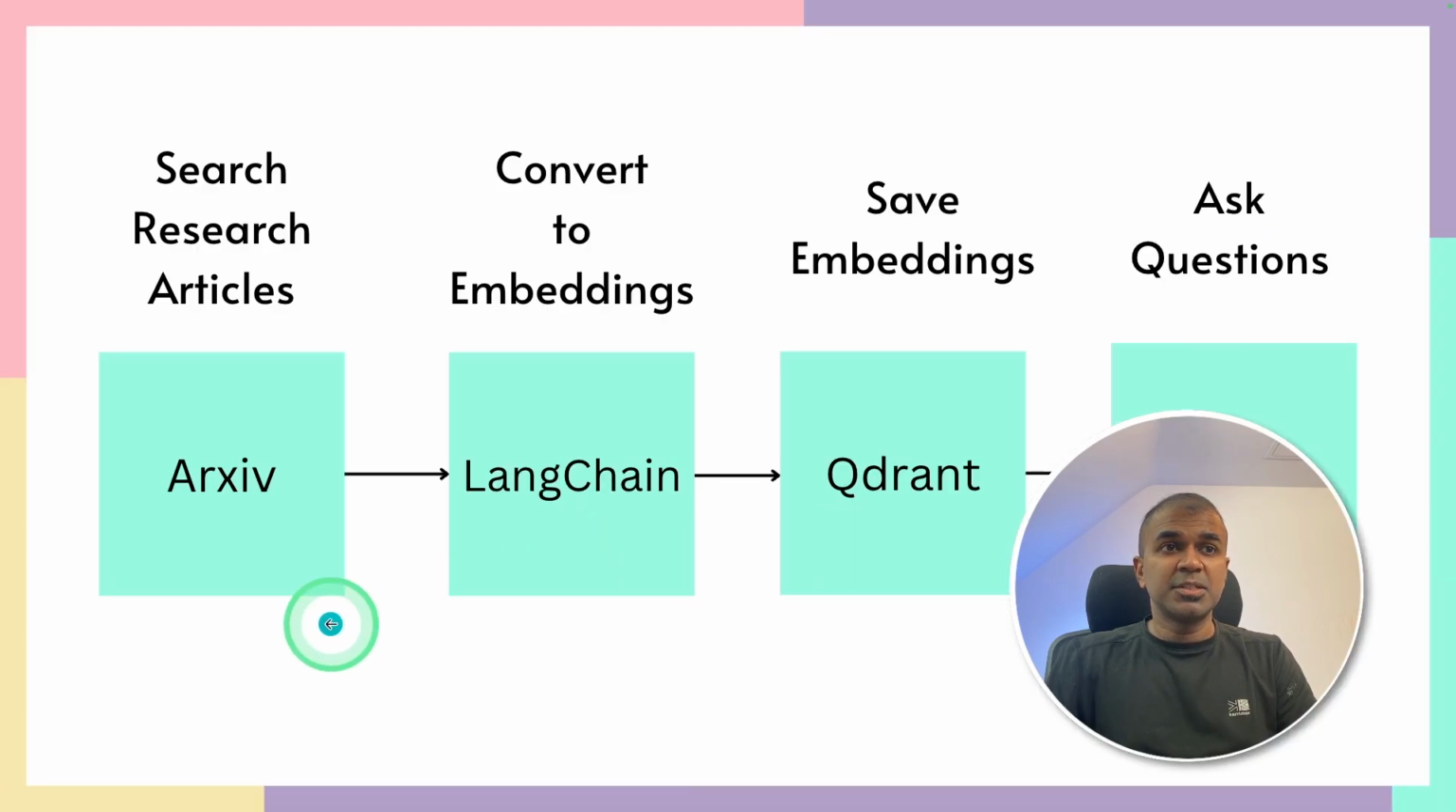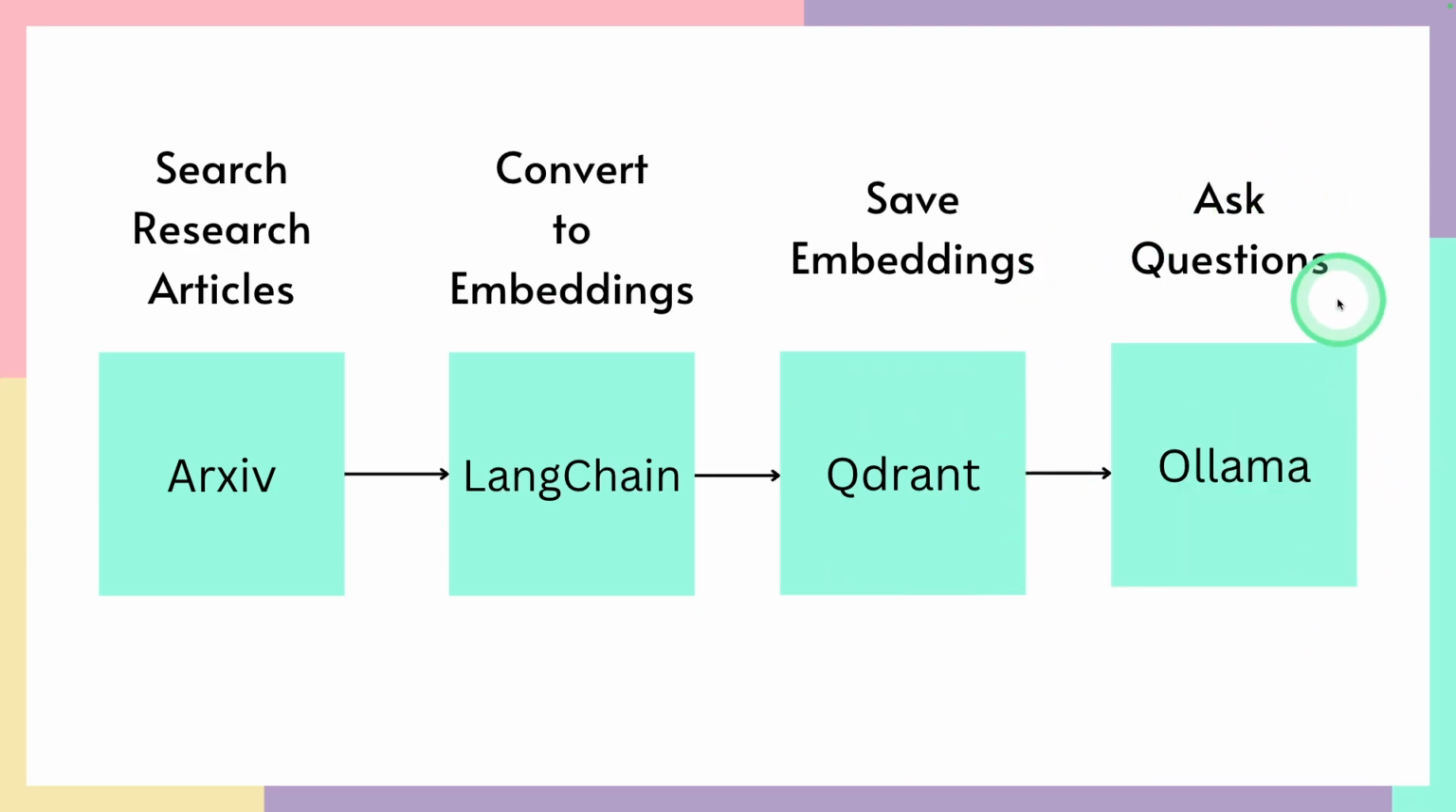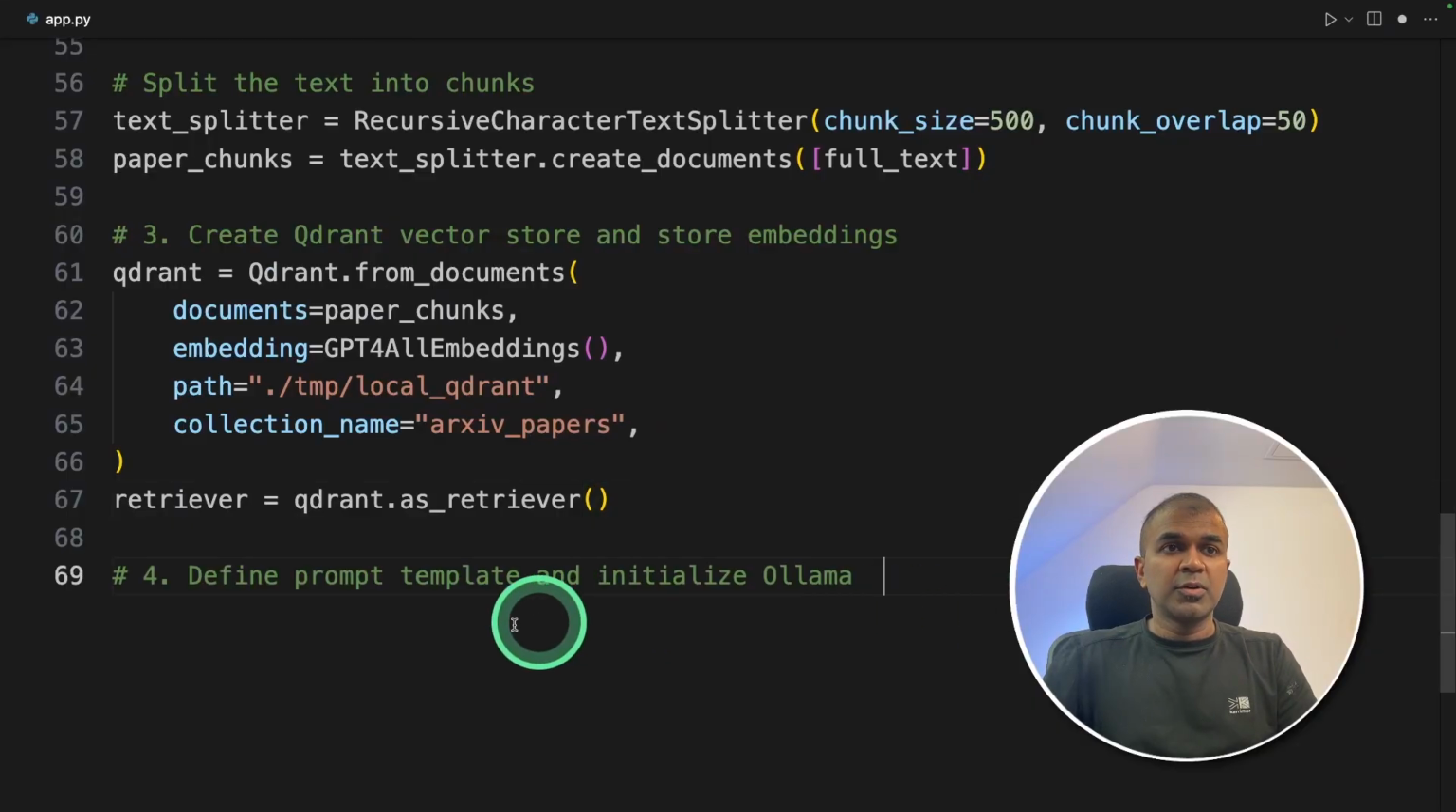As we can see in this image, we have completed searching arXiv for research articles. Then we converted those PDF articles into text, divided those into chunks using LangChain, and then converted to embeddings. Then we save that into the Qdrant vector database. Now finally, we need to set up the large language model using Ollama and ask questions from all the research articles which we searched for. So coming to the code, we are going to define the prompt template and initialize Ollama.